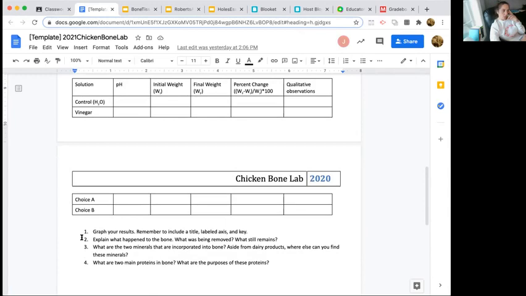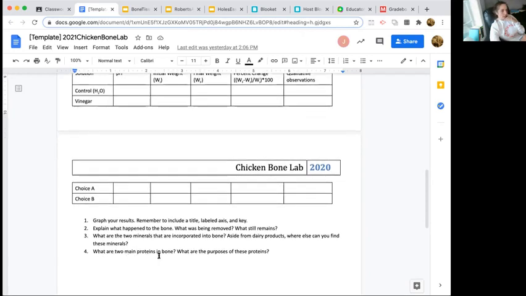And then we're going to look up the answers to these next 3. So explain what happened to the bone, what was being removed, and what still remains. Number 3, what are the 2 minerals that are incorporated into bone? And besides dairy products, where else do you find these particular minerals? And then what are the 2 main proteins in bone? And what are the purposes of these proteins?